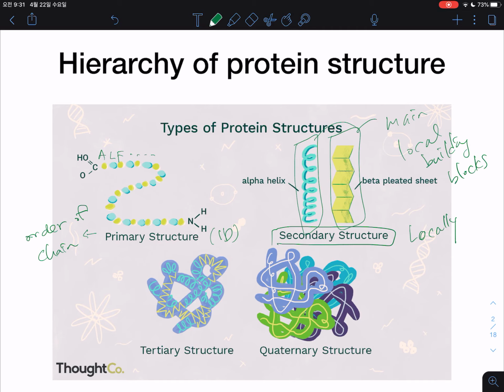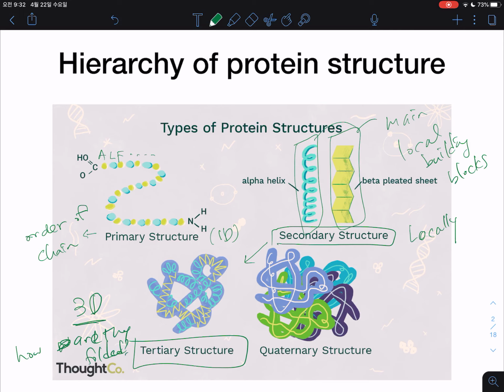And based on these secondary structures, the structure called tertiary structure is generated. The tertiary structure means how proteins are three-dimensionally ordered, how they are folded. The tertiary structure is the complete 3D structure of the whole protein chain.